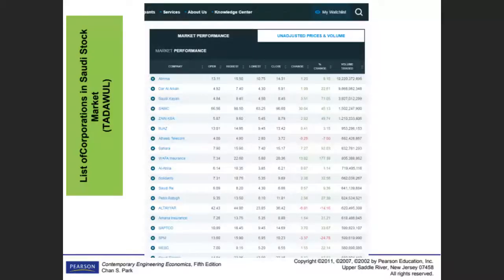A list of corporations you can find out. You can go to the Saudi Stock Exchange, right, or we call it Tadawul, or the market, and see the list of listed companies. Any company listed there is a corporation.